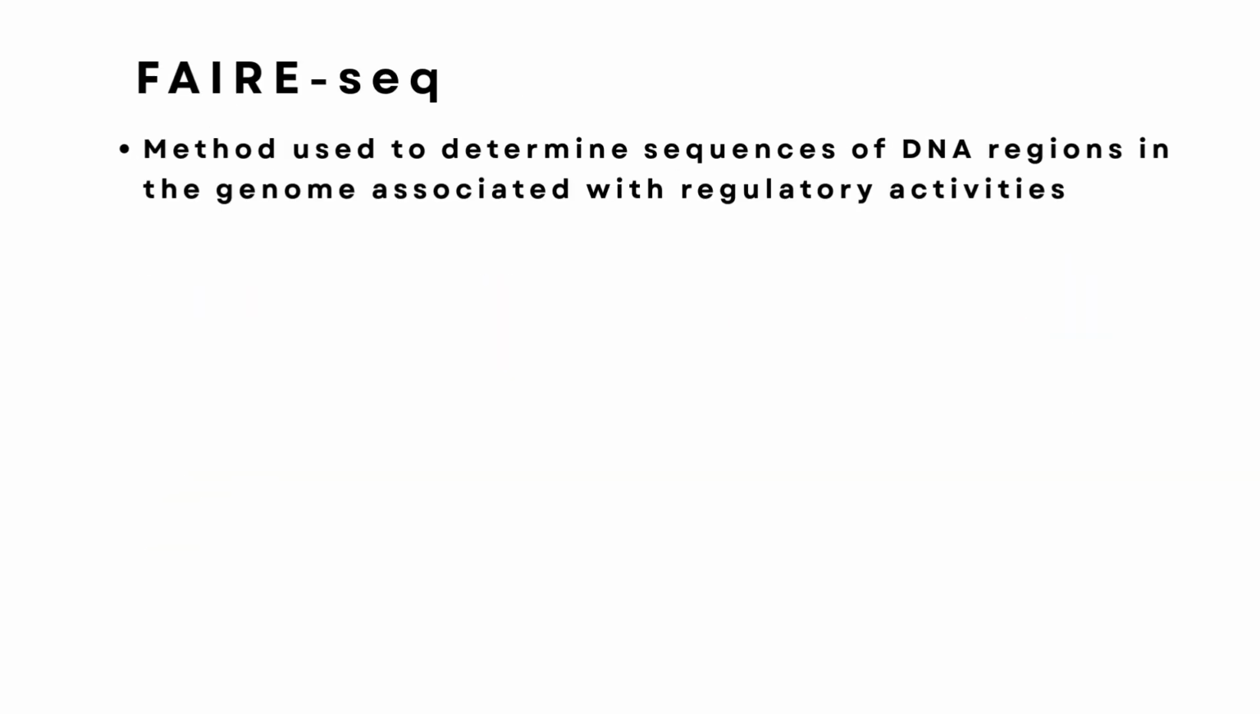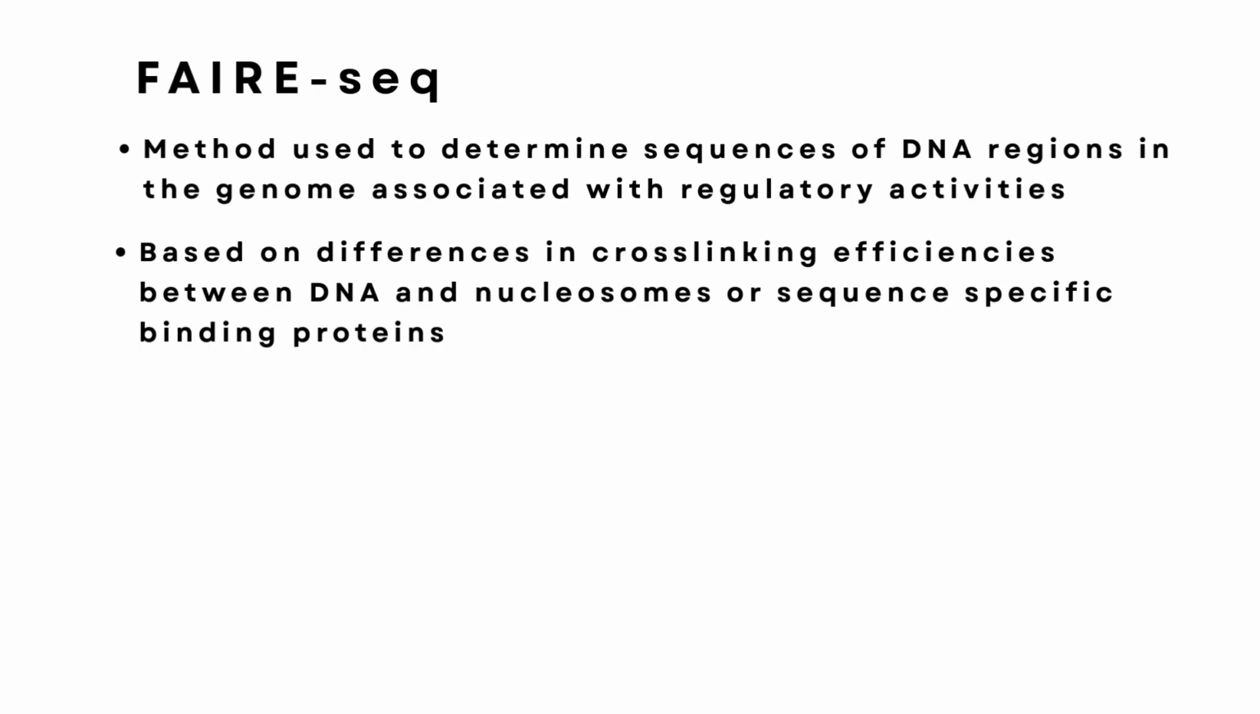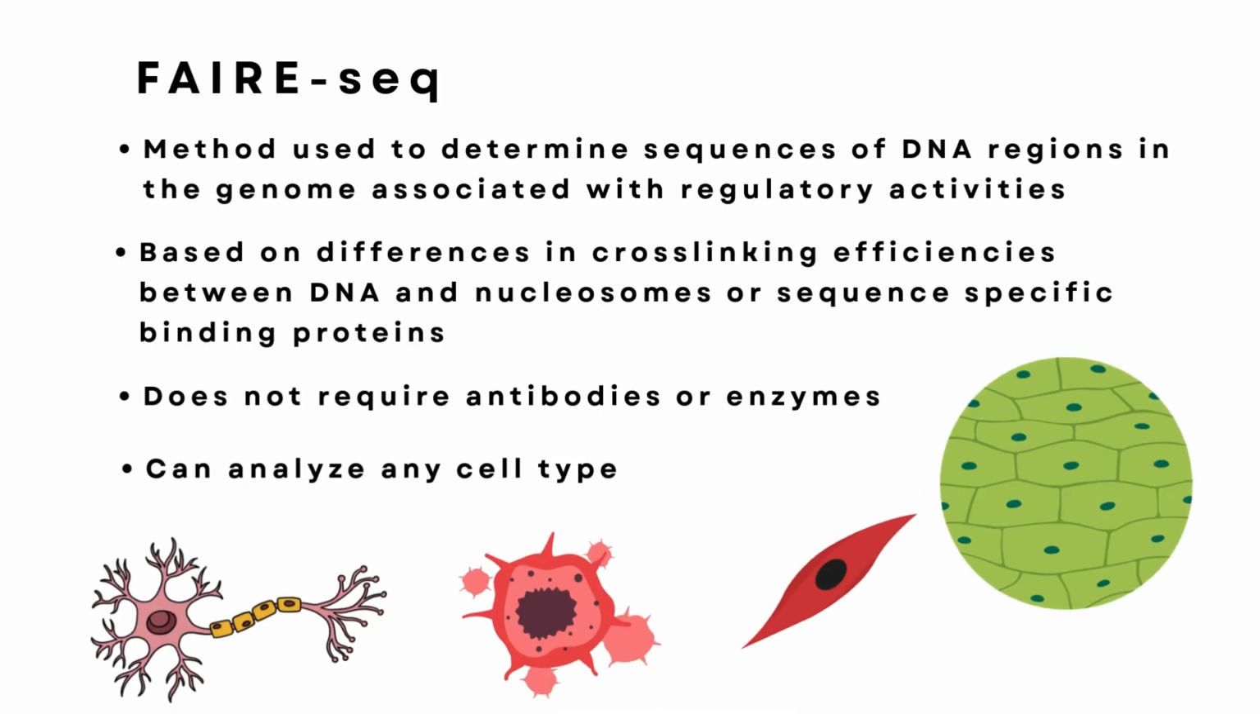In conclusion, FAIRE-seq is a useful method to determine sequences of DNA regions in the genome associated with regulatory activities. What makes this method unique is that it is based on differences in cross-linking efficiencies between DNA and nucleosomes or sequence-specific binding proteins. This method also does not require antibodies or enzymes and can be used to analyze any type of cell.